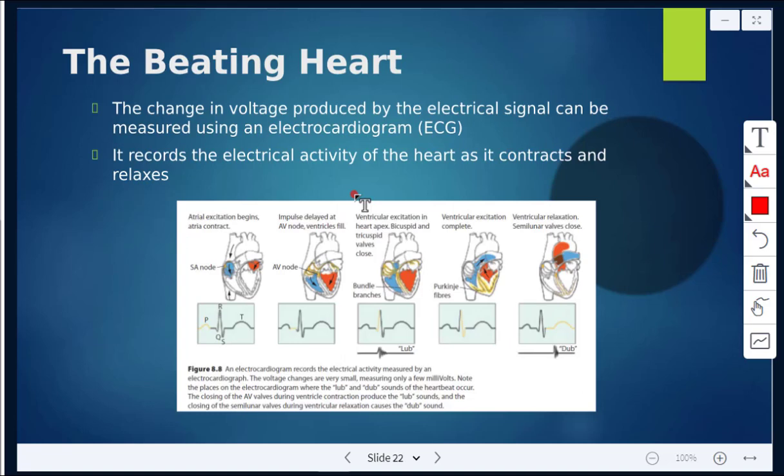Then we have the ventricular excitation in the heart apex. The bicuspid and tricuspid valves close, so we can see it shown right here on our graph. The ventricular excitation is complete, and we can see the blood flowing now into the pulmonary artery and towards the aorta. And then there's ventricular relaxation, the semilunar valves close. Here we would hear that lub sound, and here is the dub sound. So the lub-dub sound.